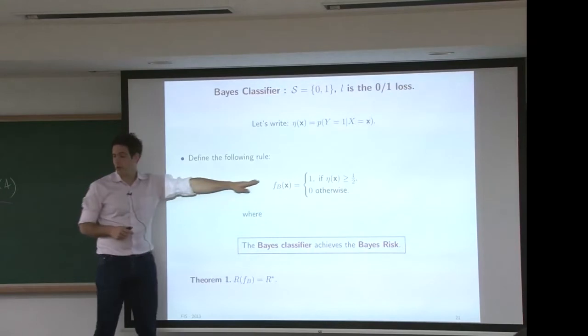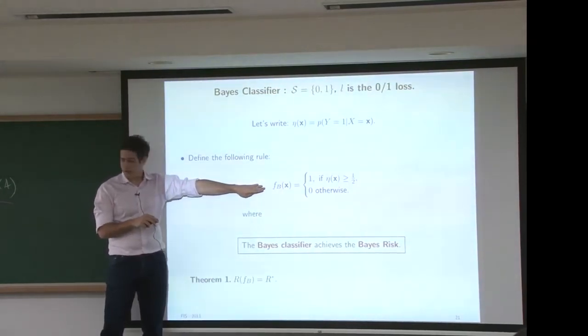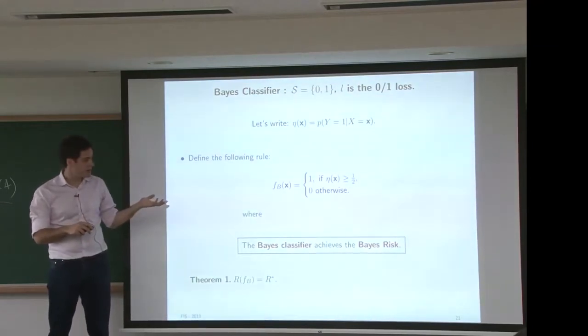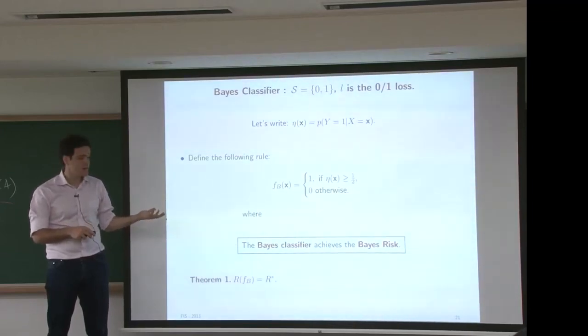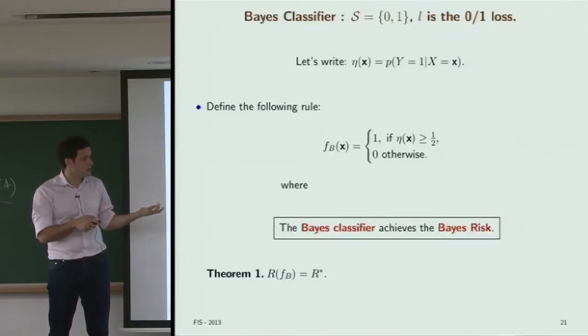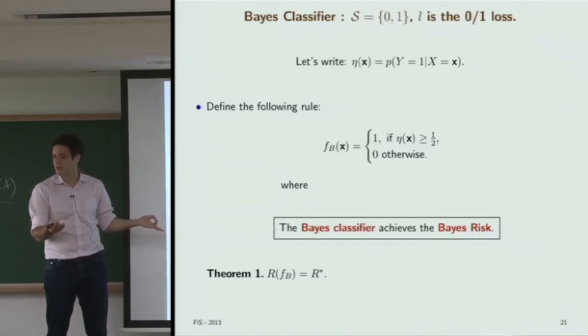And let's define the following rule. I call this f_B of x. It is very simple: the answer is 1 if eta of x is bigger than 1/2 and 0 otherwise. If you look into this formula, it's very intuitive. The Bayes classifier will say that x is 1 if the probability that it's a 1 is bigger than 1/2, which means that the probability it's a 0 will be smaller than 1/2.